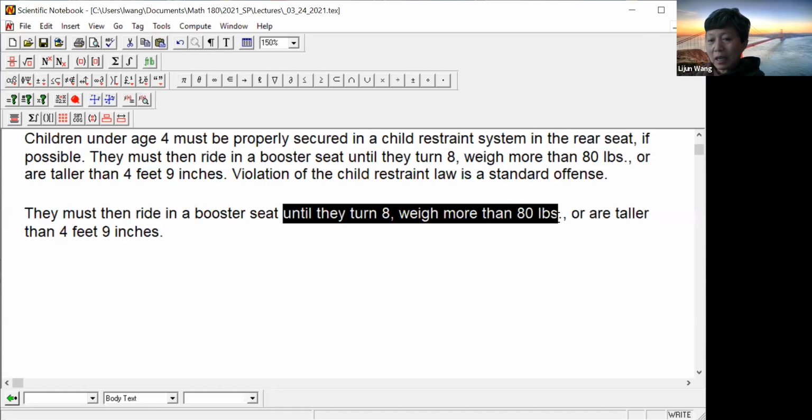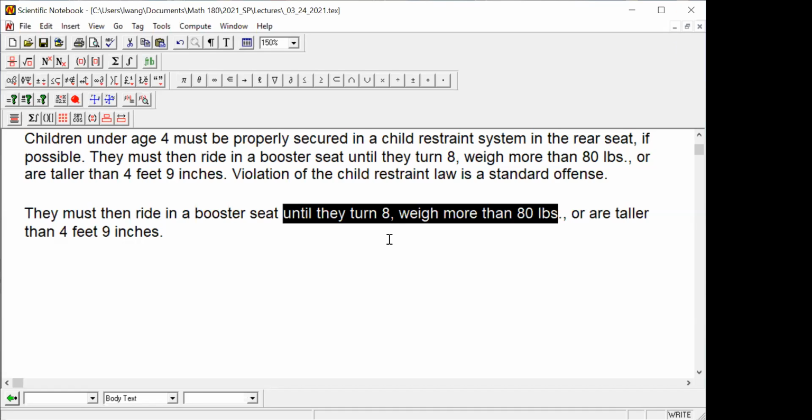You have to turn 8. But not every child who turns 8 is more than 80 pounds, right? So is this requirement and or or? Actually, it was not explicitly written, isn't it? What do you think? Is it and or or? I think it's or. You think it's or?